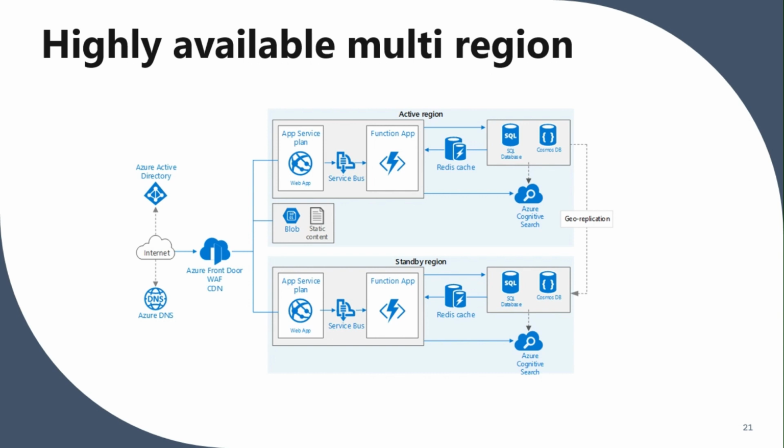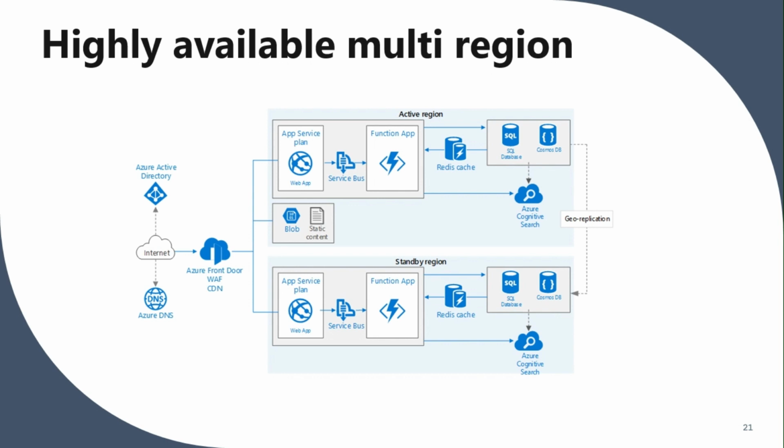Now let's see a high availability application using a multi-region architecture. If you see here, we have an active region and a standby region. This architecture uses two regions to achieve high availability. The application is deployed to each region. During normal operation, network traffic is routed to the primary region. If the primary region becomes unavailable, the traffic is routed to the secondary region.